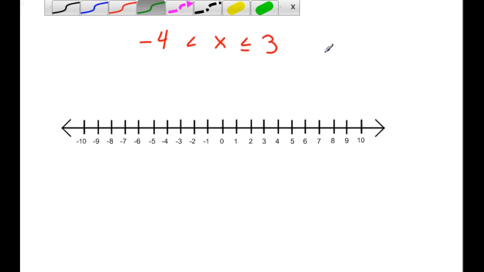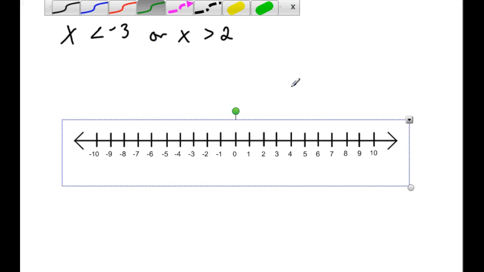Here's another example. So once again, I could say -4 is less than x, which is less than or equal to 3. Or I could say x is between -4 and 3. So I want to graph all the values that are between -4, not including it, and 3, with the upper end being 3. And everything in between, all these numbers will satisfy both of those situations, where x is greater than this and x is less than that. Okay, or -4 is less than x, or x is less than 3.